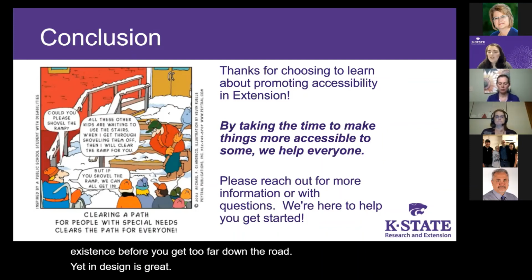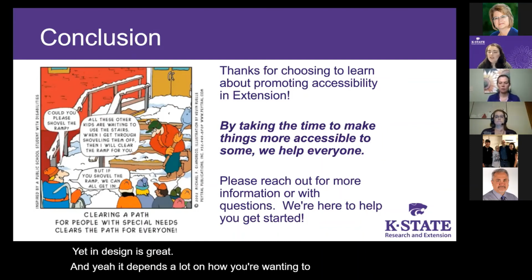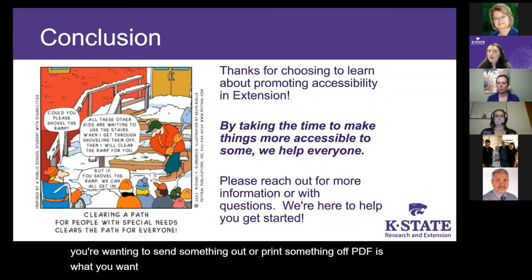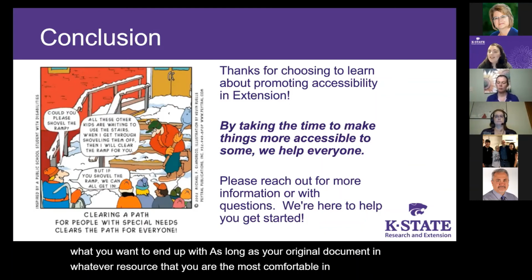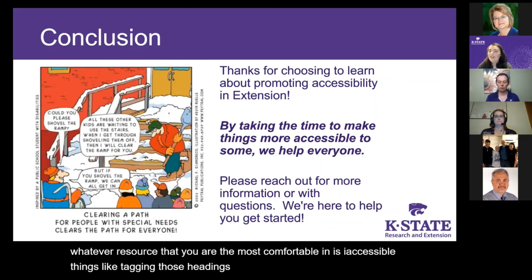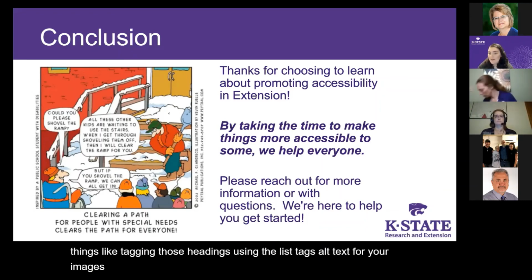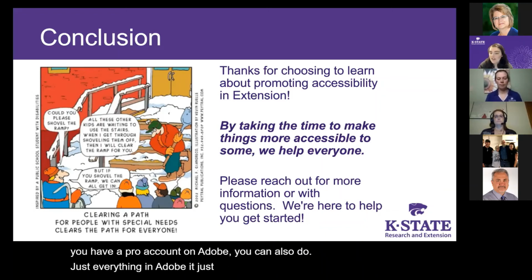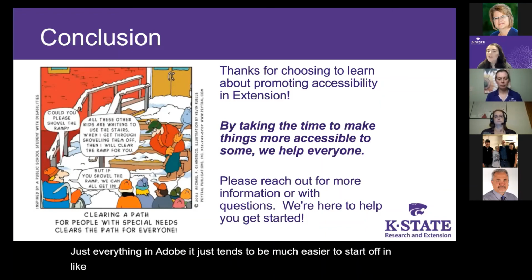And yeah, it depends a lot on how you're wanting to distribute it. If you're wanting to send something out or print something off, PDF is what you want to end up with. As long as your original document in whatever resource that you are the most comfortable in is accessible, things like tagging those headings, using the list tags, alt text for your images, once you convert it into PDF, it will pick up all of that stuff. If you have a pro account on Adobe, you can also do everything in Adobe. It just tends to be much easier to start off in a Microsoft platform and move yourself over.